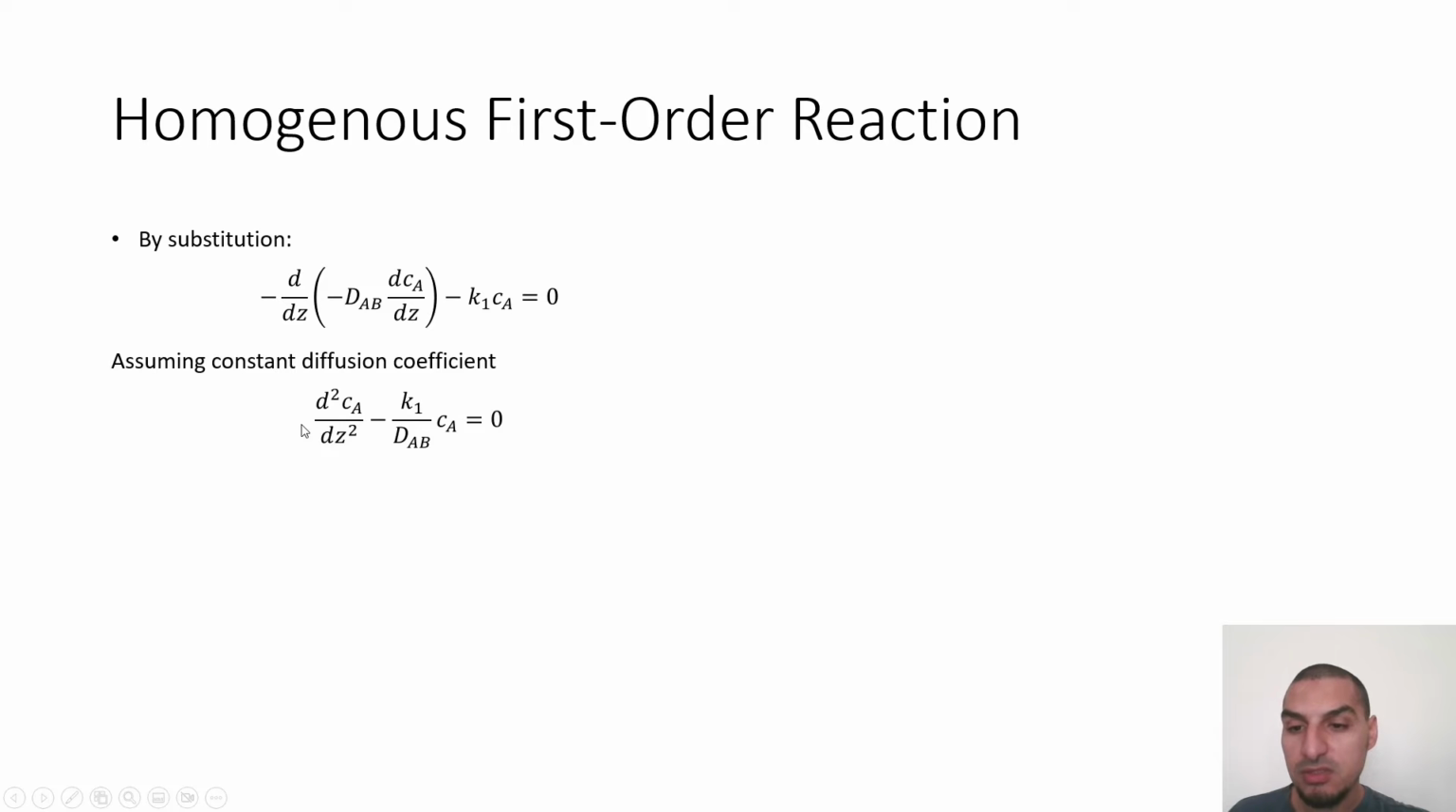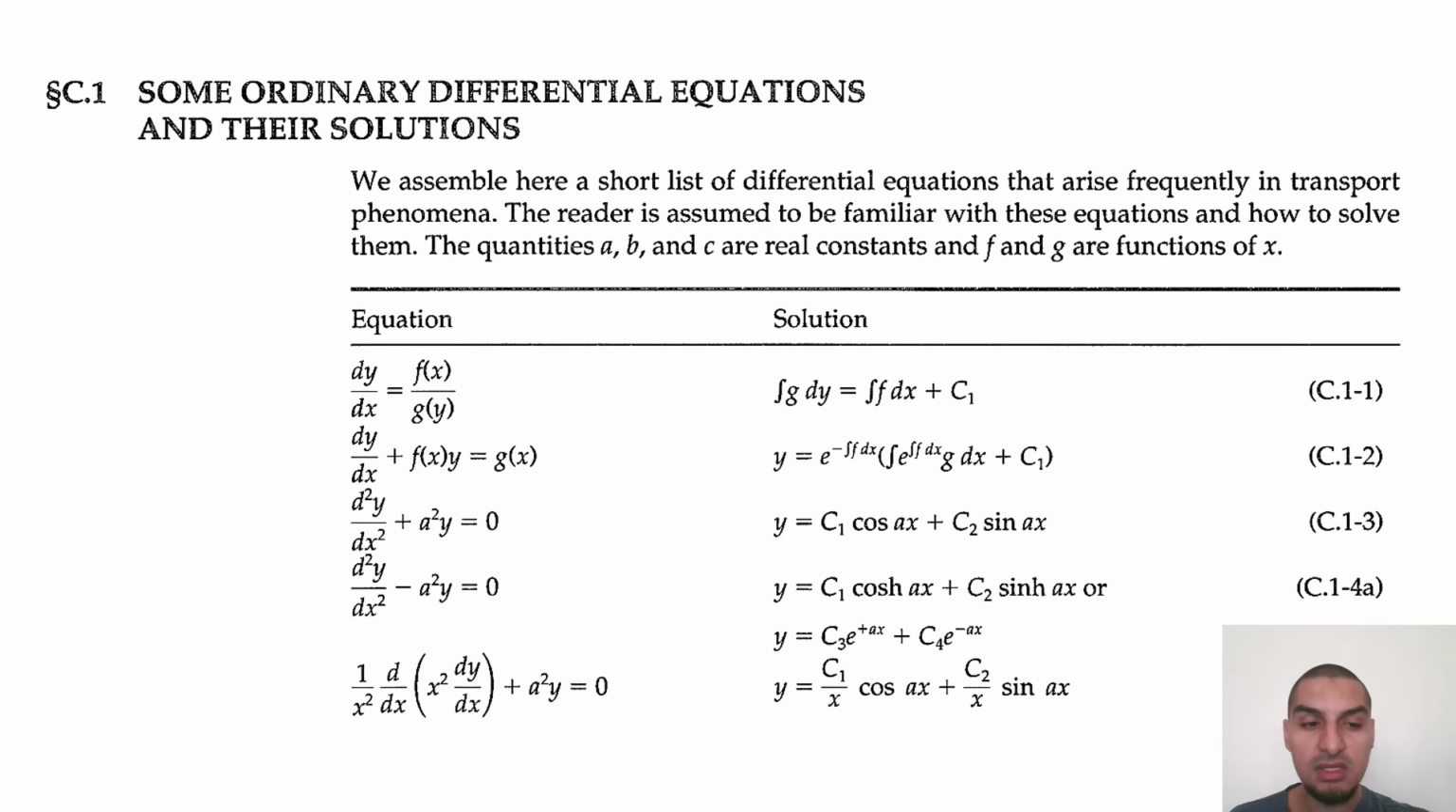I divide it by D so that the coefficient is 1, and this is the second derivative minus a constant multiplied by Ca. Of course, in our case, Ca corresponds to y in the table, and z corresponds to x in the table. So if you see the solution, we have two shapes of the solution, which is cosine and sine, and the exponential of positive and exponential of negative a.